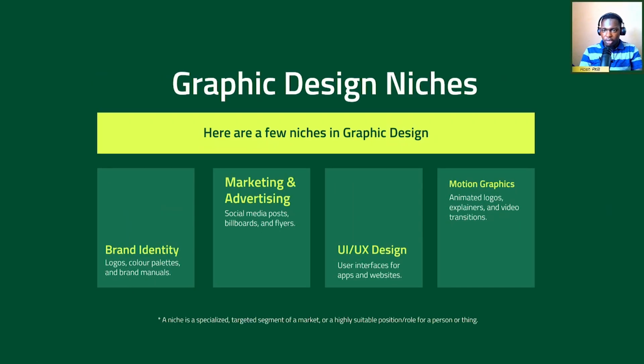Next, we have some graphic design niches. So here are a few niches in graphic design. First, as we discussed in the second lesson, brand identity. A brand identity designer designs logos, color palettes, and brand manuals for various brands or businesses out there. And then we have marketing and advertising. What the marketing and advertising designer does is create social media posts, billboards, and flyers. So this is basically what we are going to do in this course.